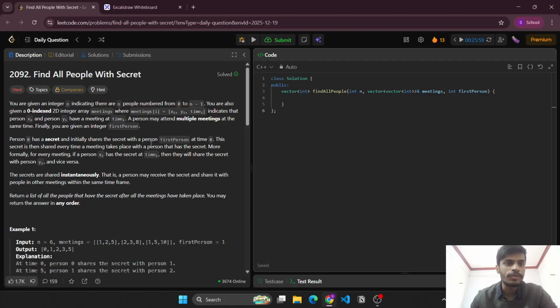Hello everyone. So let's solve today's LeetCode POTD: Find all people with secret.